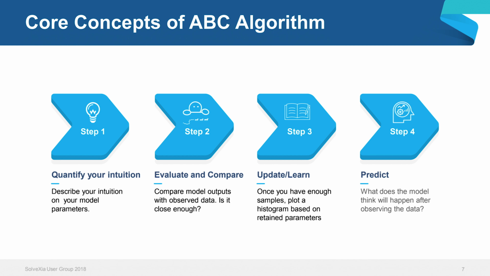So the algorithm basically says, sample your intuition. Using that intuition, generate a data set from your model. Does that generated data set reconcile with your observed data set? If it's close enough, you retain those parameters. And once you've retained enough of those model parameters, you get something known as the posterior, which is your updated belief. And then you can use that sample to make your predictions.